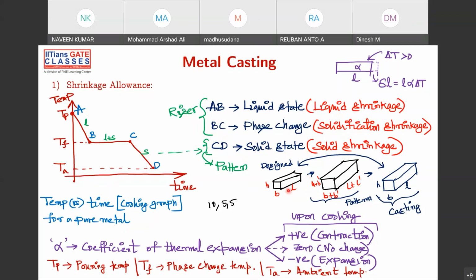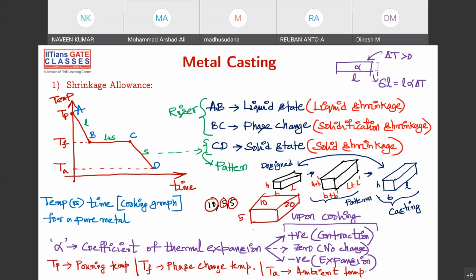Okay, so now if you see the diagram here, the original casting that you want to manufacture has dimensions L, V, H. But if you are having some shrinkage, obviously your pattern has to be a little bigger. Let me take an example. Let's say here it is 10, 5, and some 20, like this.